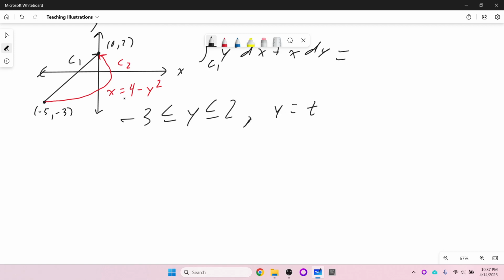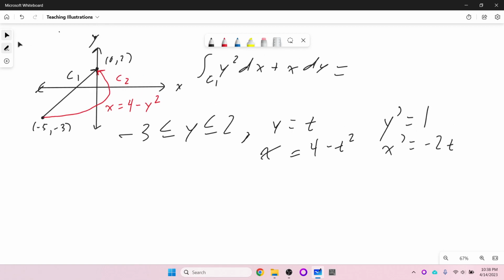Because if you wanted to, you could try to solve this for y. Y equals square root of something, but it would actually not be one-to-one. There'd be a plus or minus involved because it involves the vertical line test. So it would be easier just to leave it this way. Let's set y as t. Then x would be 4 minus t squared. So y prime is 1 and x prime is negative 2t.